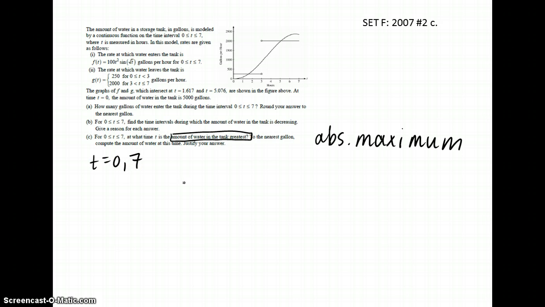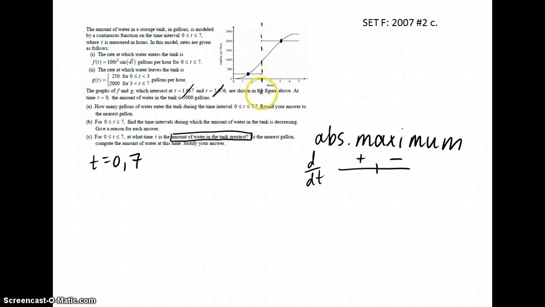And now we want to know if it's a maximum, where does the rate change from positive to negative? So we have these 2 values. We know that the functions intersect at 1.617 and 5.076. But at these points, the rate of change would switch from negative to positive because G, the water leaving the tank, is more than the water entering the tank. So these critical numbers, the points of intersection here, wouldn't be where the absolute maximum occurs. They would be minimums because the function would be switching from decreasing to increasing.